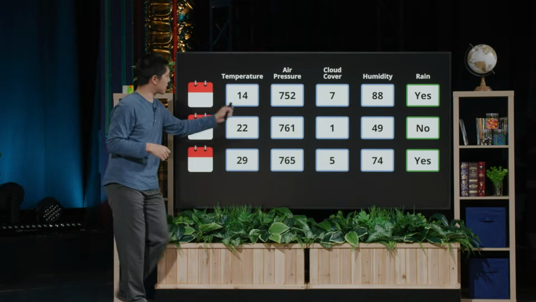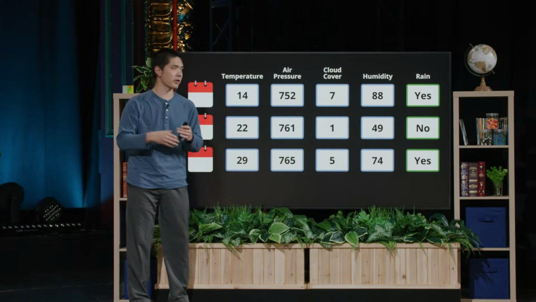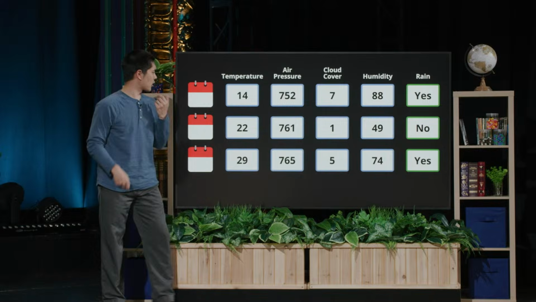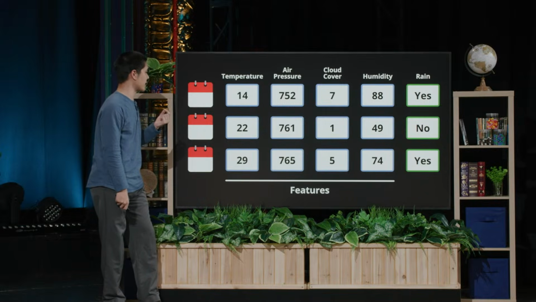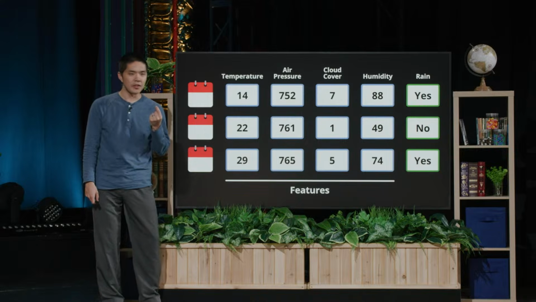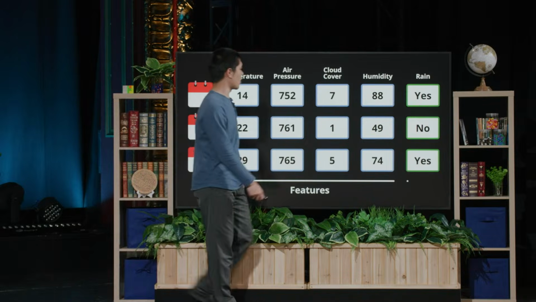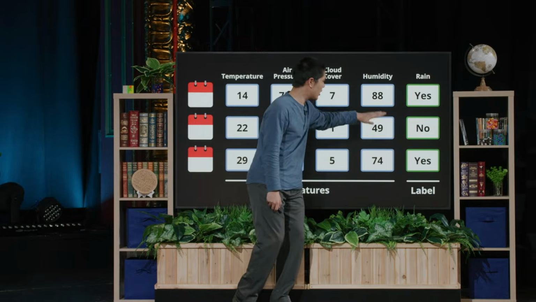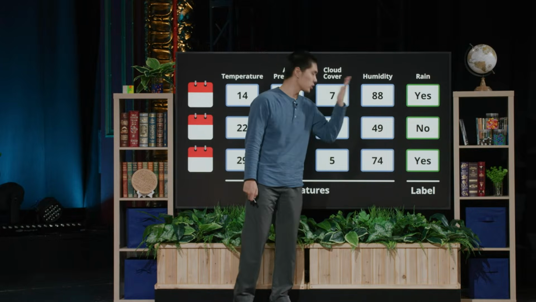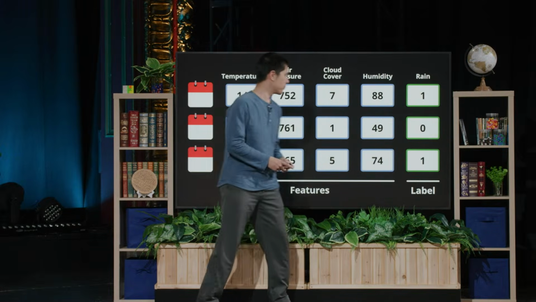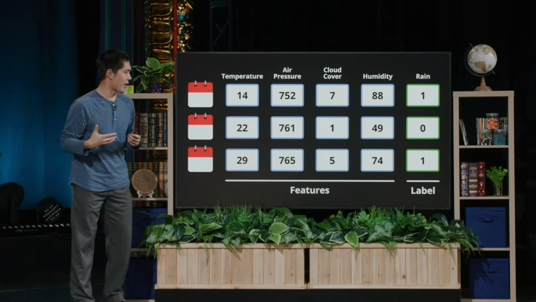Now, these individual pieces of information, the inputs to our prediction problem, like temperature, air pressure, cloud cover, and humidity, those are what we called the features of our data set. We're using the features to try to make a prediction. And the thing we're trying to predict, we generally call the label. We're labeling each one of these data points with either yes, raining, or no, not raining, for example. Or alternatively, you might use a number. We might use 1 for yes and 0 for no. But that label is the thing that we're trying to predict.